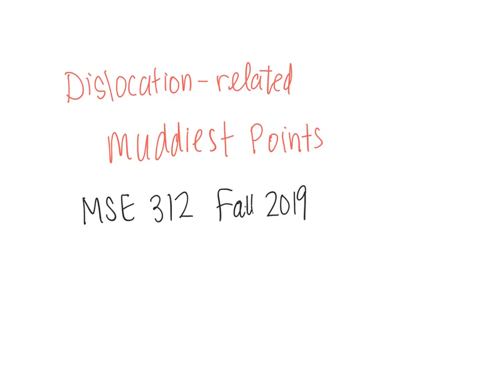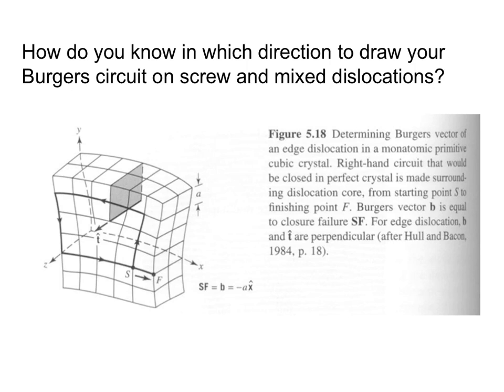Just going to do a quick video here to talk about the dislocation related muddiest points that came up in class. So the first question was, how do you know in which direction to draw your Burgers circuit on screw and mixed dislocations? So we will actually use the same rule that we do with edge dislocations.